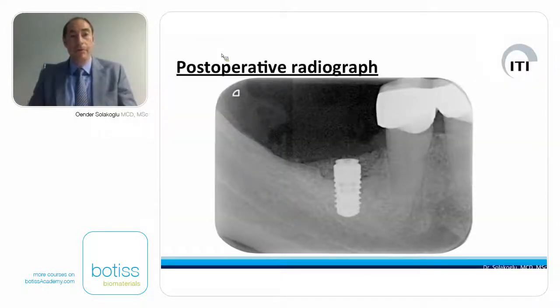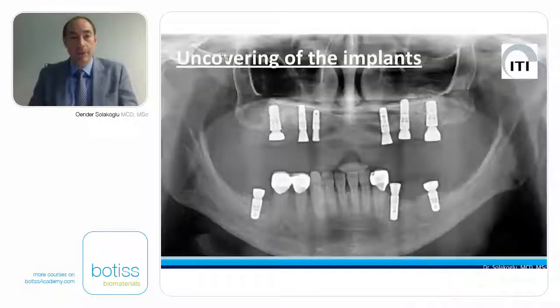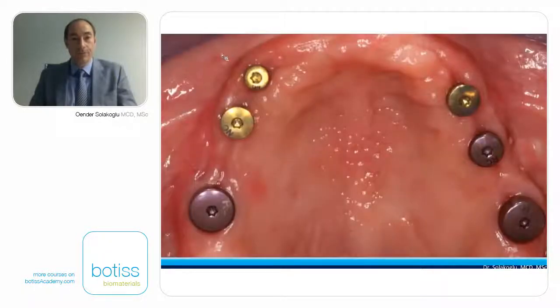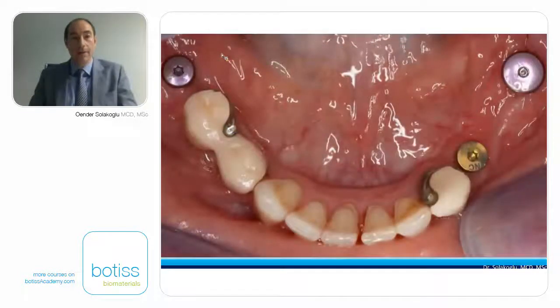This is the post-operative radiograph, and you can appreciate the amount of bone height that we grafted with this bone ring technique. And this is the panoramic radiographic view after uncovering of all 9 implants in this situation. This is the clinical view, and you can see nice and thick tissues around the implants, as well as in the mandible.